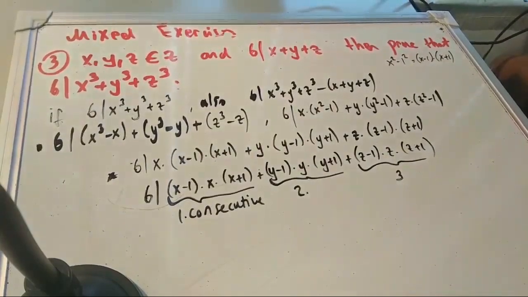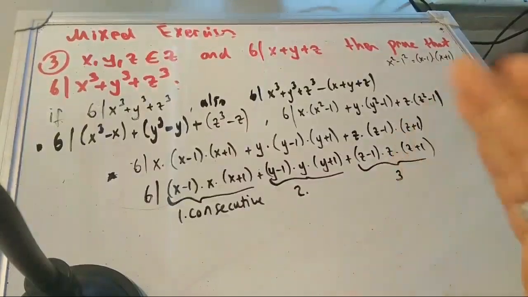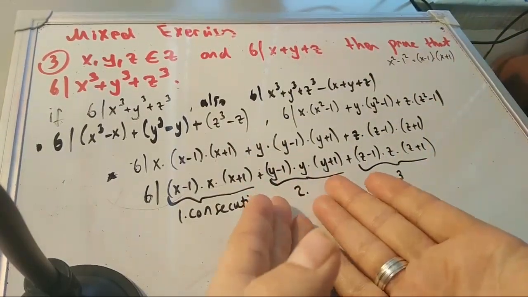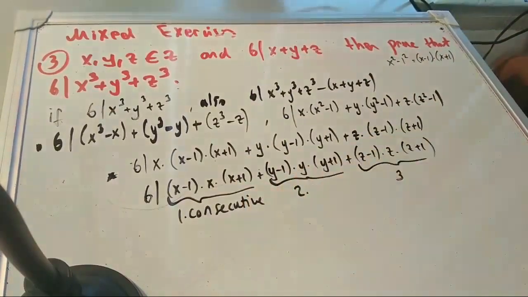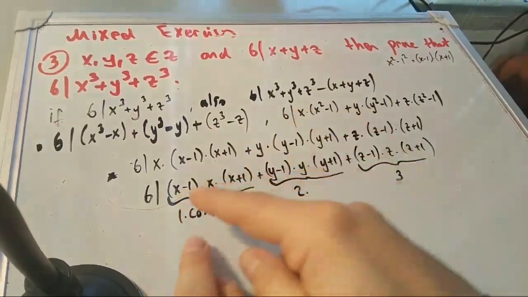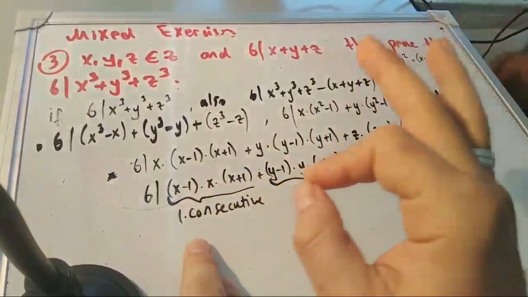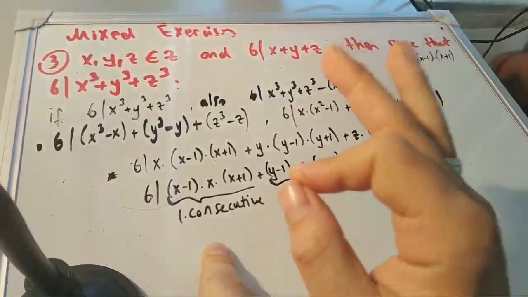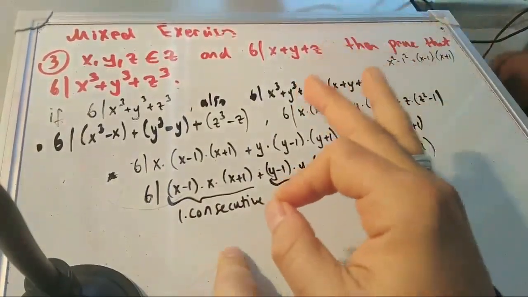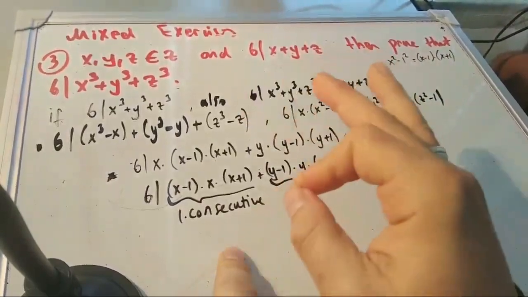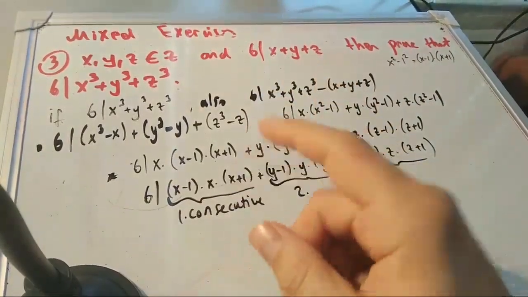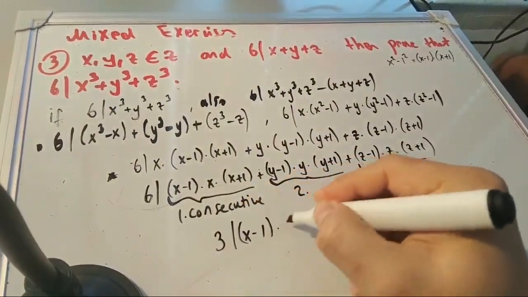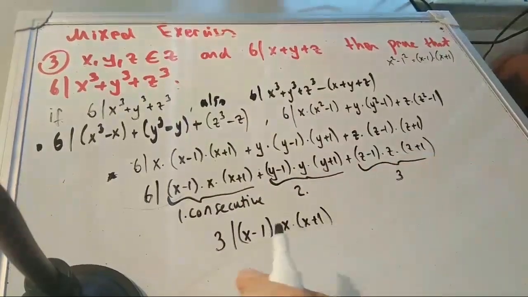So first analyze the first one. We don't need to analyze the second and the third because it's the same. I mean, they are also three consecutive natural numbers. So look at the first one: x minus 1 times x plus 1. As you remember, for three consecutive natural numbers, one of them must be divisible by 3, right? We have done this before, remember. So automatically, x minus 1 times x plus 1 is divisible by 3.